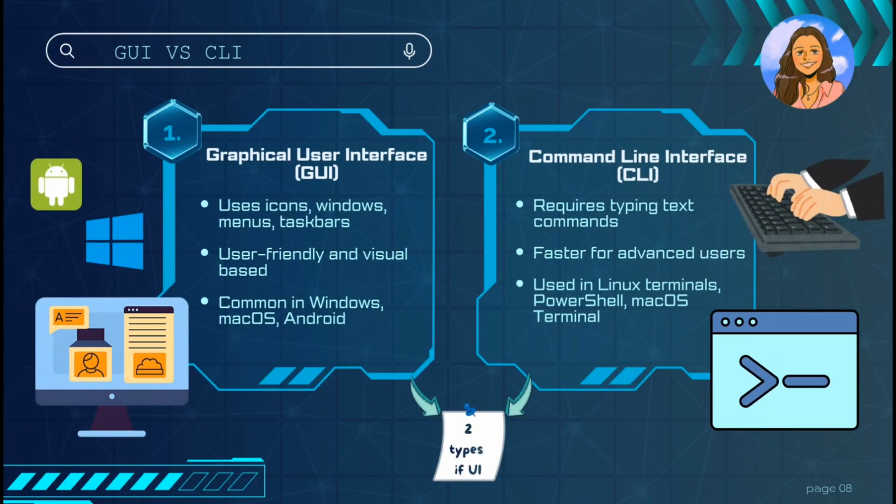Now, I'd like to explain about the two types of user interface, which is the graphical user interface or GUI and CLI, command line interface. Some operating systems use a GUI, meaning icons, buttons, and menus. Others use a CLI, where you have to type in the commands. GUI is more user-friendly and visual-based, while CLI is more powerful and text-based. Basically, GUI is easy and friendly, while CLI makes you feel like you are a hacker in a movie.